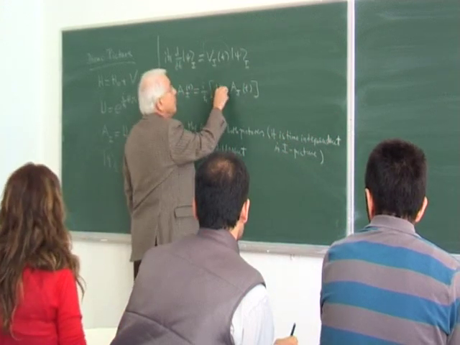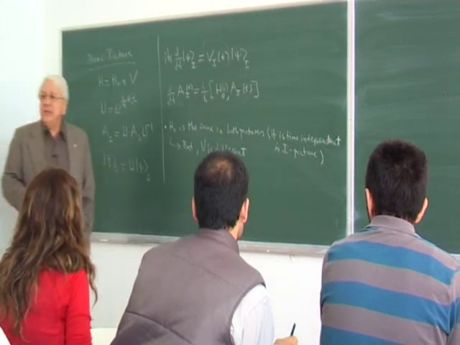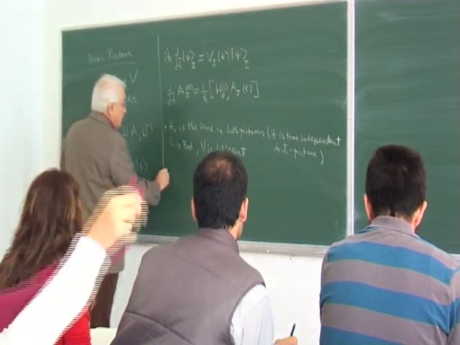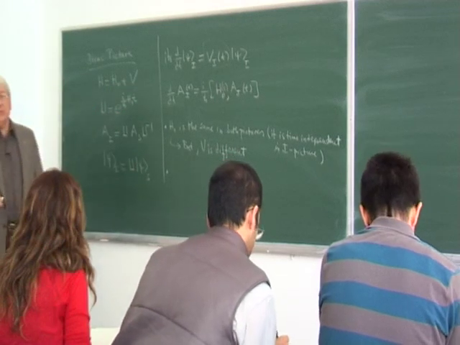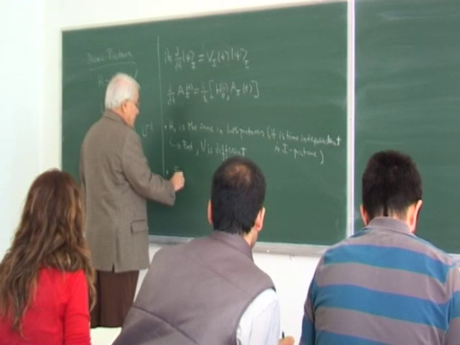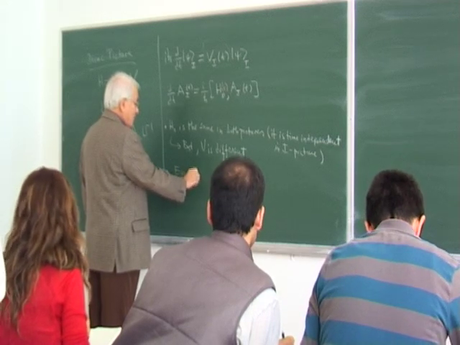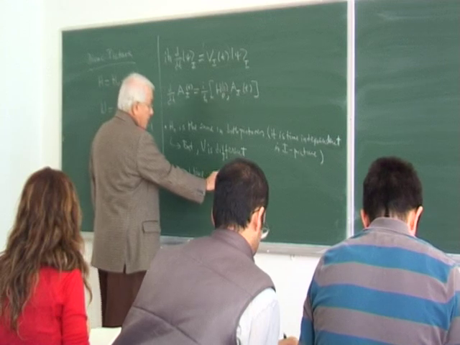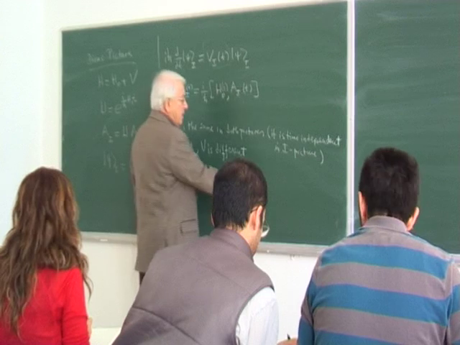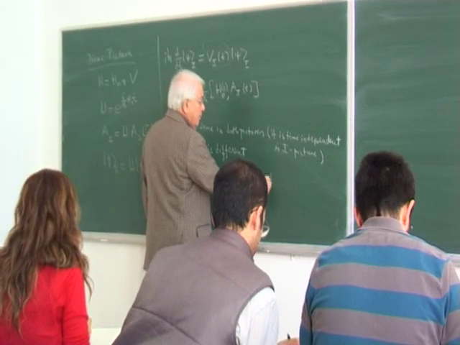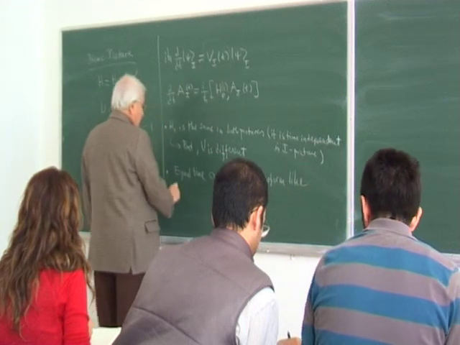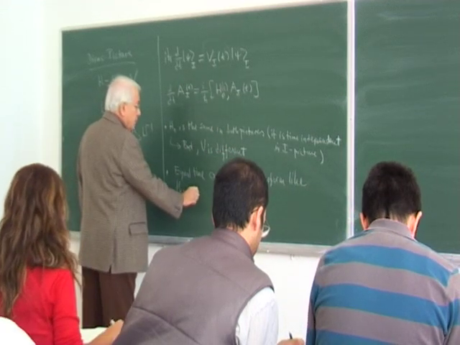Okay, so you say, why do we have to do anything like that? That is based on a second observation. The second observation is that equal time commutators transform like the observables themselves.